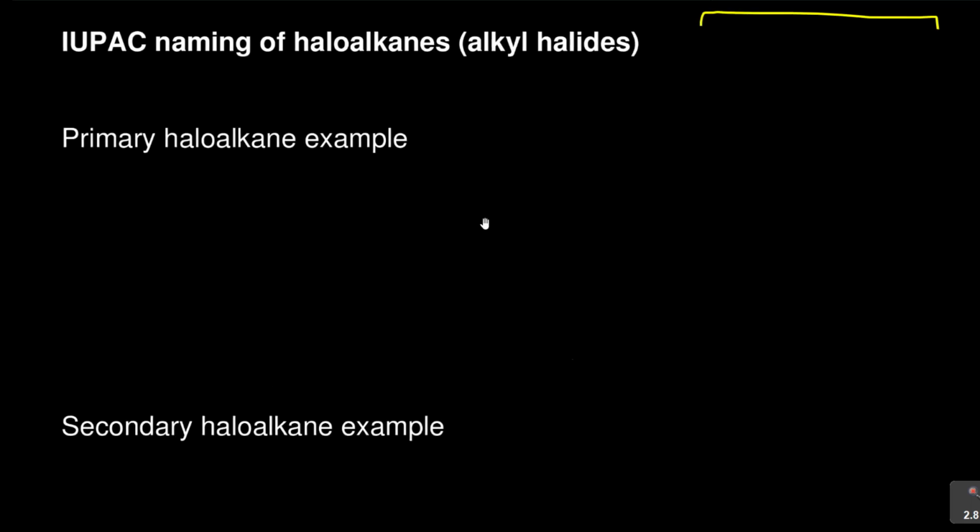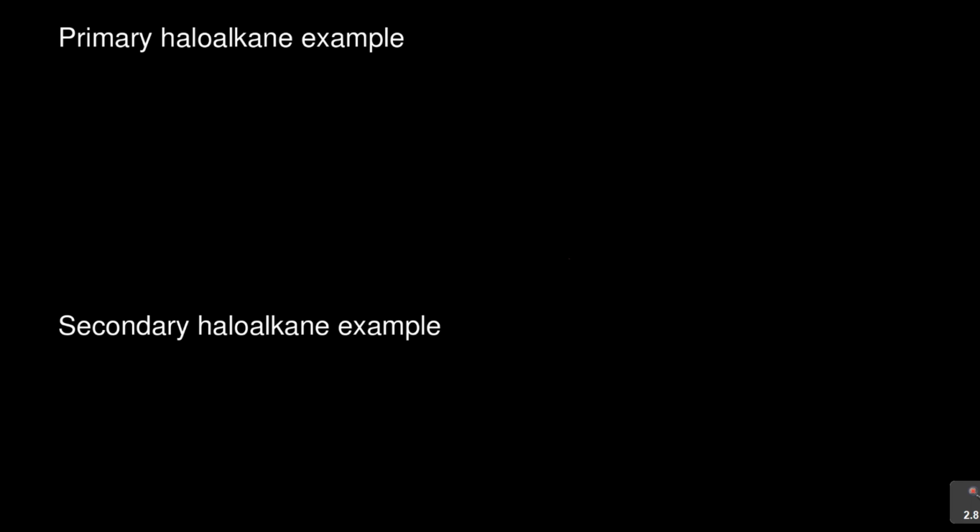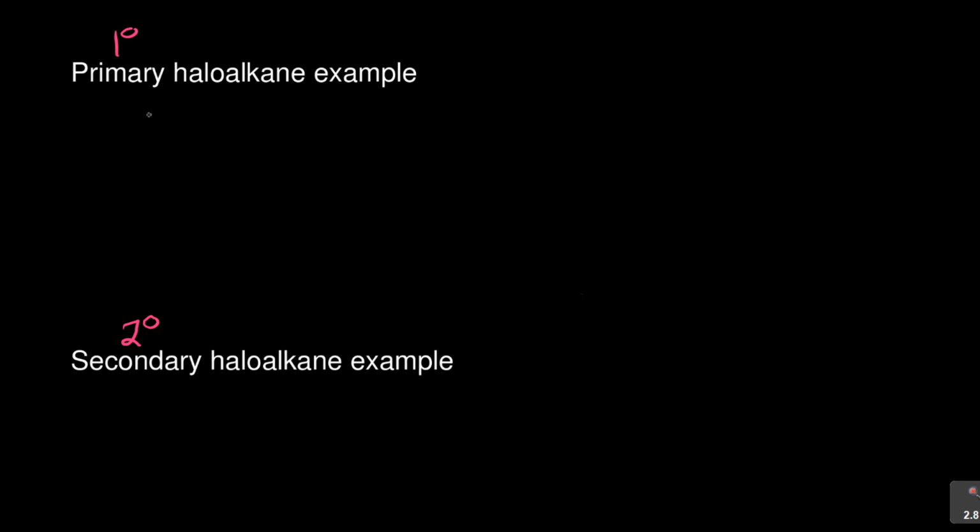So now let's look at this. When you start with the IUPAC naming of alkyl halides, you must understand that there are 3 types of haloalkanes. There is the primary haloalkane, which is first degree, secondary is second degree, and tertiary is third degree. When you do it at varsity, they will be talking about the degrees, but for now, just know that it's primary, secondary, and tertiary.